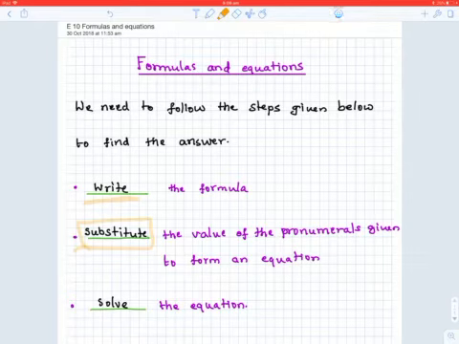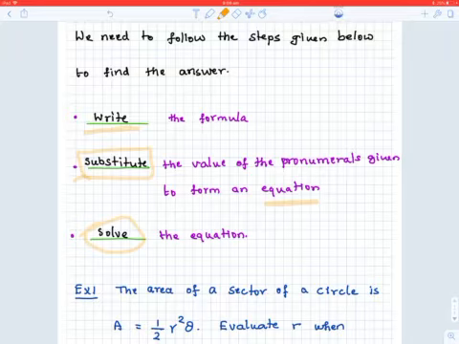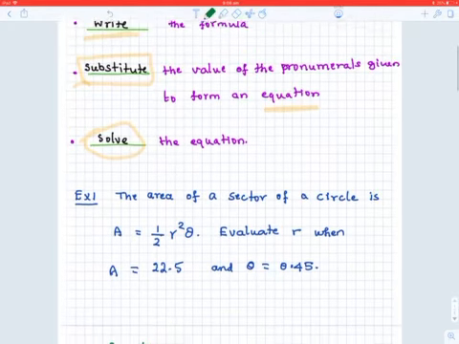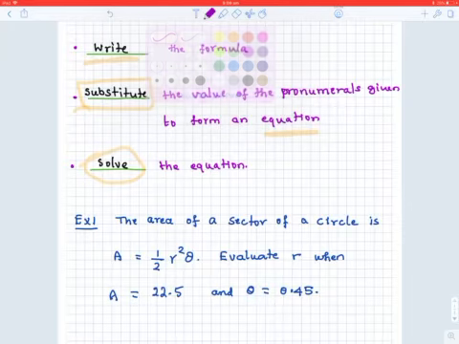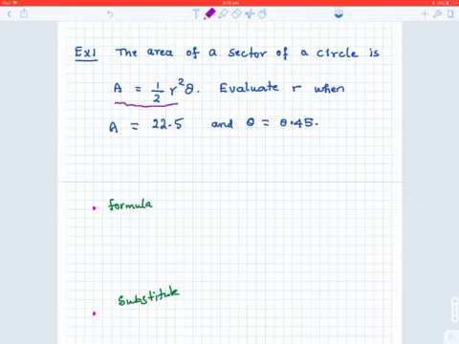The first one is you have to write the formula first. Then you have to substitute the values of the pronumerals given to form an equation. So the second step is making an equation, but you have to substitute. The third step is solve the equation. So these are the three steps we are going to follow to do questions arising from substitution. Now let me start with the first question.